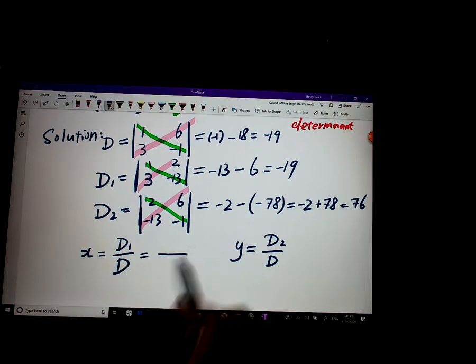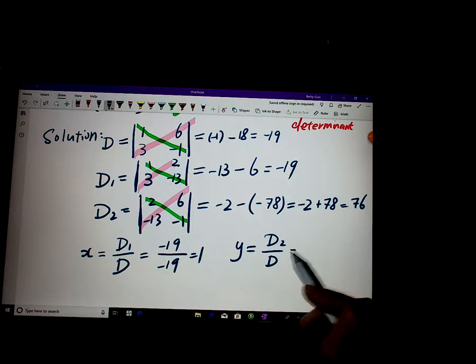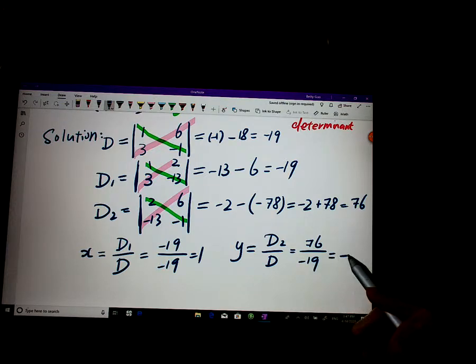What is D sub 1? -19. What is D? -19. So x equals 1. What is D sub 2? 76. D is -19. So y equals -4. Yeah. Let me double check the result here.